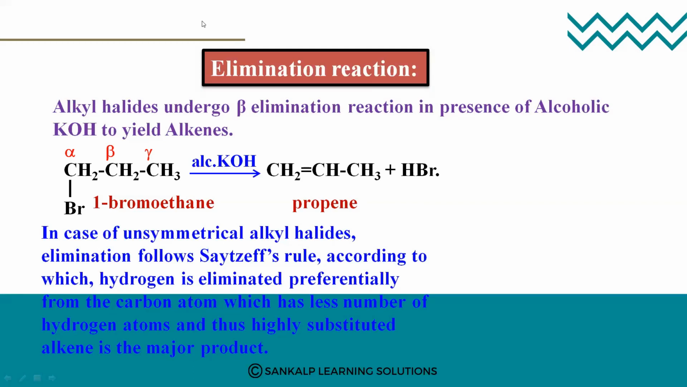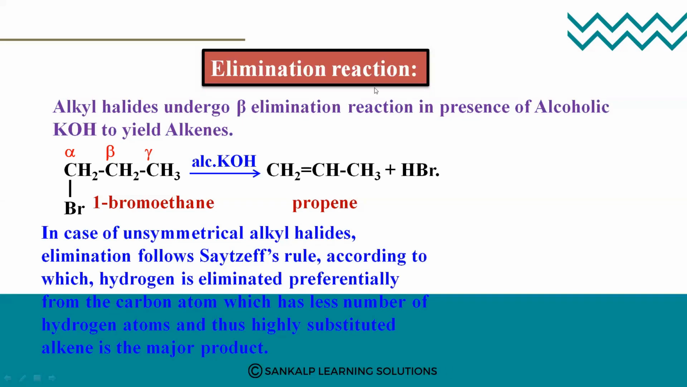Good evening, students. So last class we started with elimination reactions. What is an elimination reaction? It is also called beta elimination. When alkyl halides undergo beta elimination in the presence of alcoholic KOH, they yield alkenes.